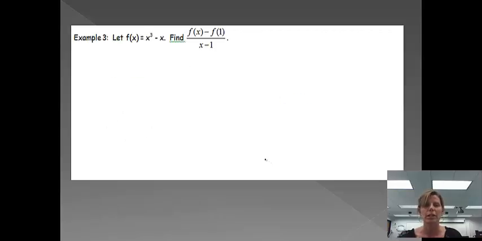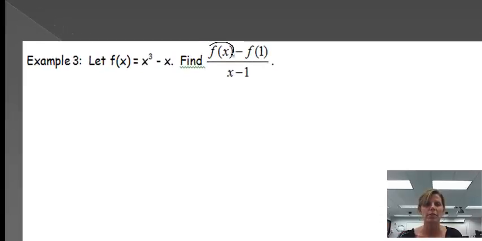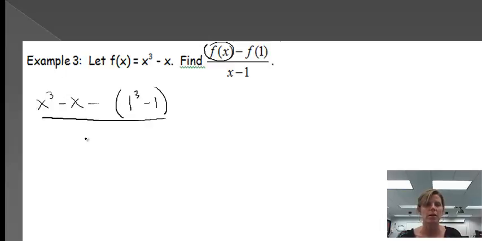All right, a little bit harder example here. Let's say we have the function f of x equals x cubed minus x, and this time it asks us to find f of x minus f of 1, all over x minus 1. So I'm going to deal with f of x first, and it tells me that f of x equals x cubed minus x, so that's what I'm going to write down first. And then minus, the next thing that it tells me to do is to find f of 1. So wherever I see an x, I'm going to put a 1. And then it's all divided by x minus 1.